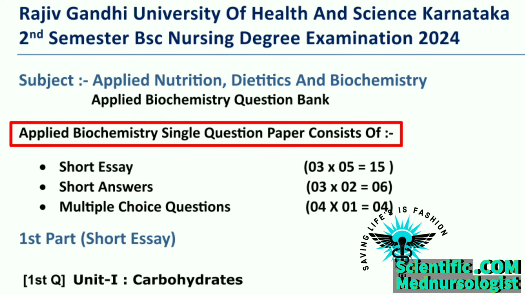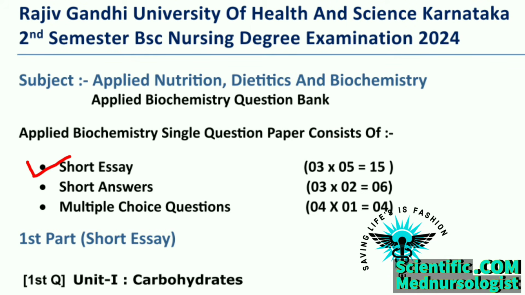In this video, we only discuss the important questions in all the units of the Applied Biochemistry subject according to 5 marks, 2 marks, 1 mark, or according to parts of the question paper. Our Applied Biochemistry question paper consists of 3 parts. The first part is the short essay part, which carries 15 marks, where 5 marks for each question. Second part is the short answers part, which carries 6 marks, where 2 marks for each question. Third part is the MCQ part, which carries 4 marks, where 1 mark for each question.